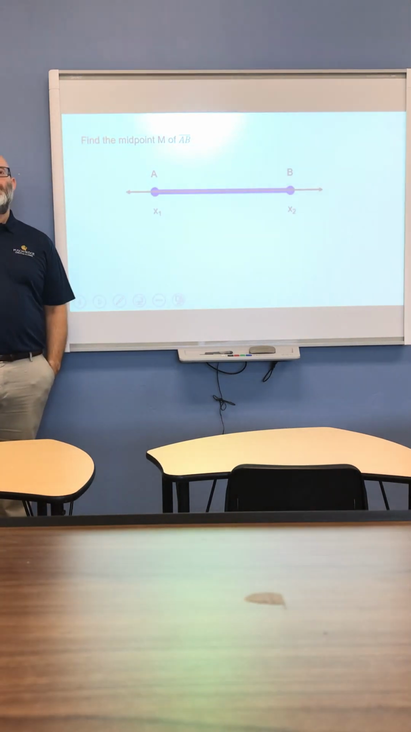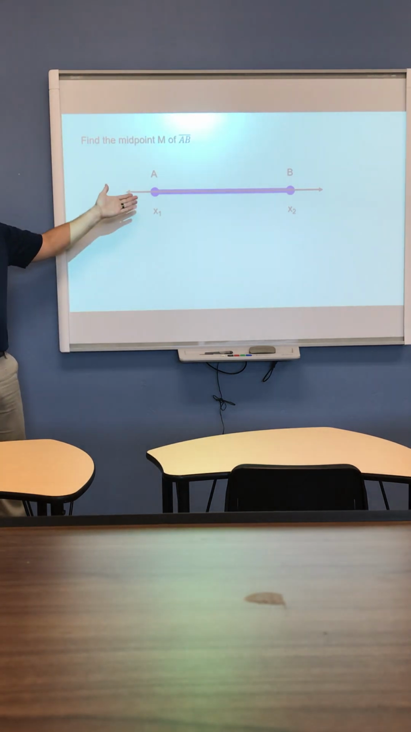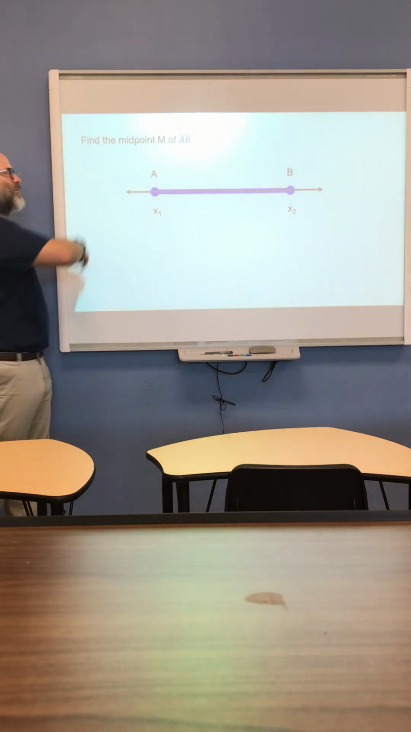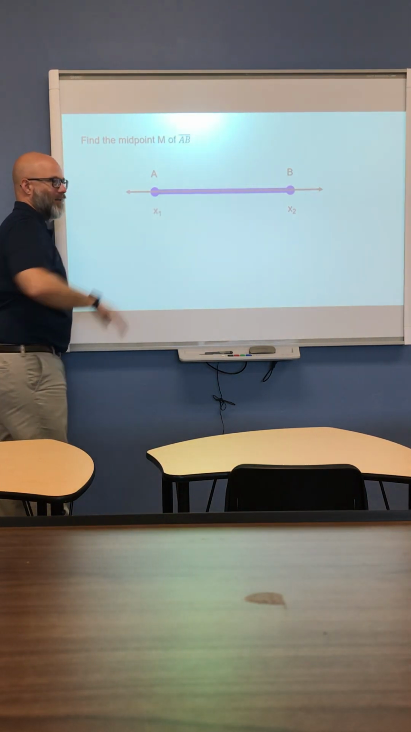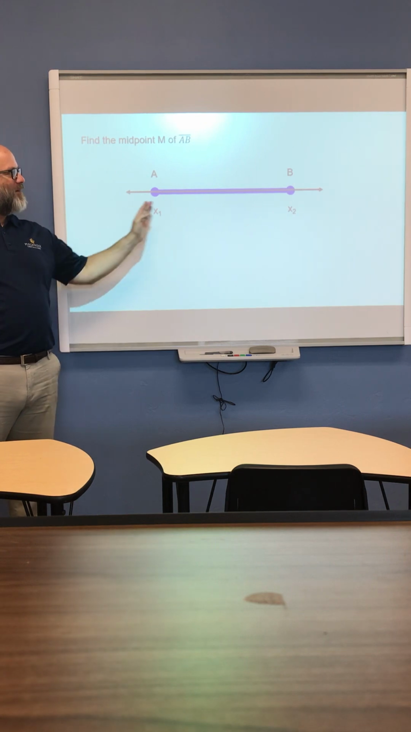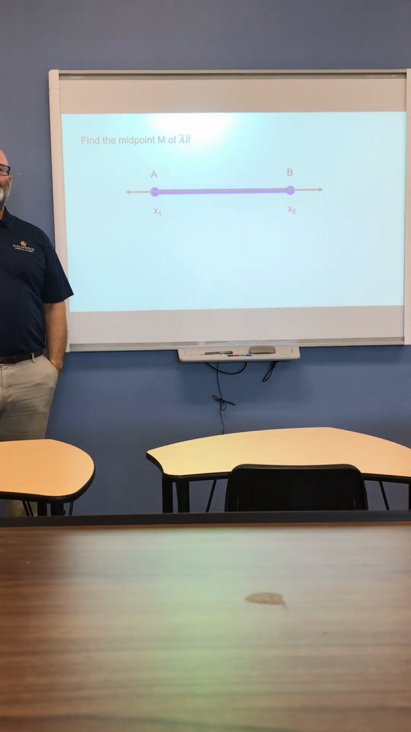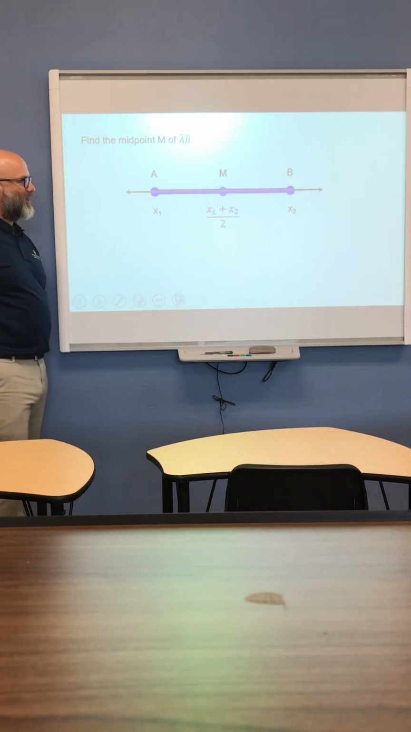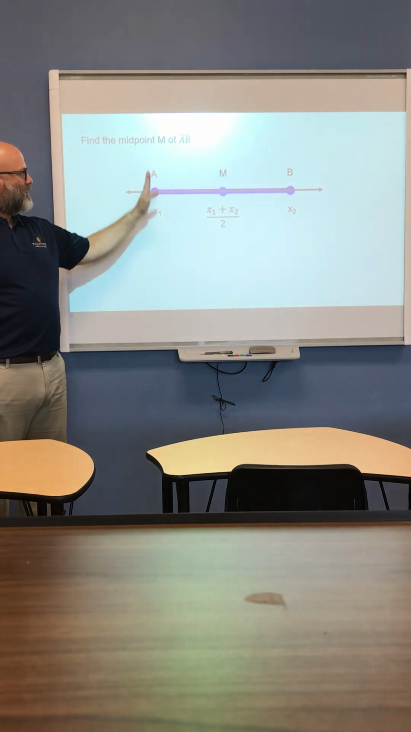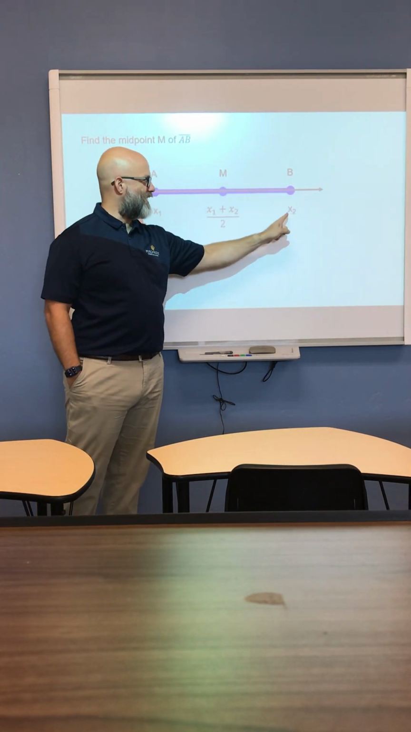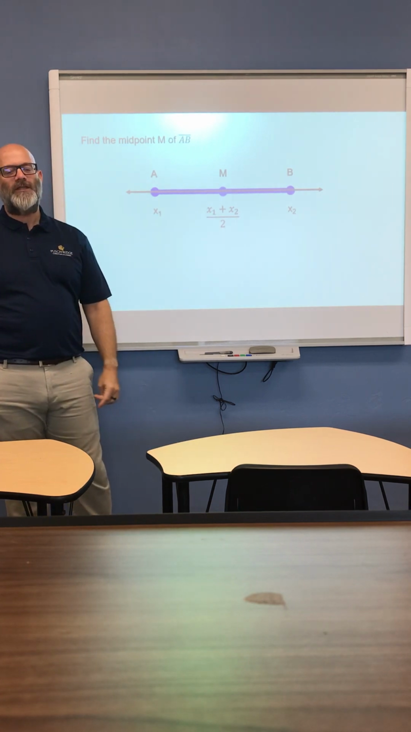All right, we want to find the midpoint of this line segment in R1. I'll remind you, in R1, you can't move on a plane, just on a line. Find the midpoint of AB. How are we going to do that? Here's what we're going to do. We're going to say the midpoint is going to be the value of A, which is x sub 1, plus the value of B, which is x sub 2, divided by 2.